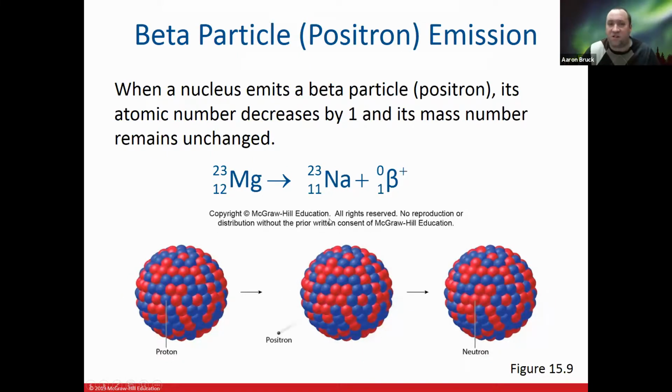For positron emission, pretty much the same thing. Mass doesn't change, but the atomic number does. In this case, the atomic number is going to decrease by 1 to account for the charge of +1 on the beta particle. So I went from magnesium 12 to sodium here with 11.